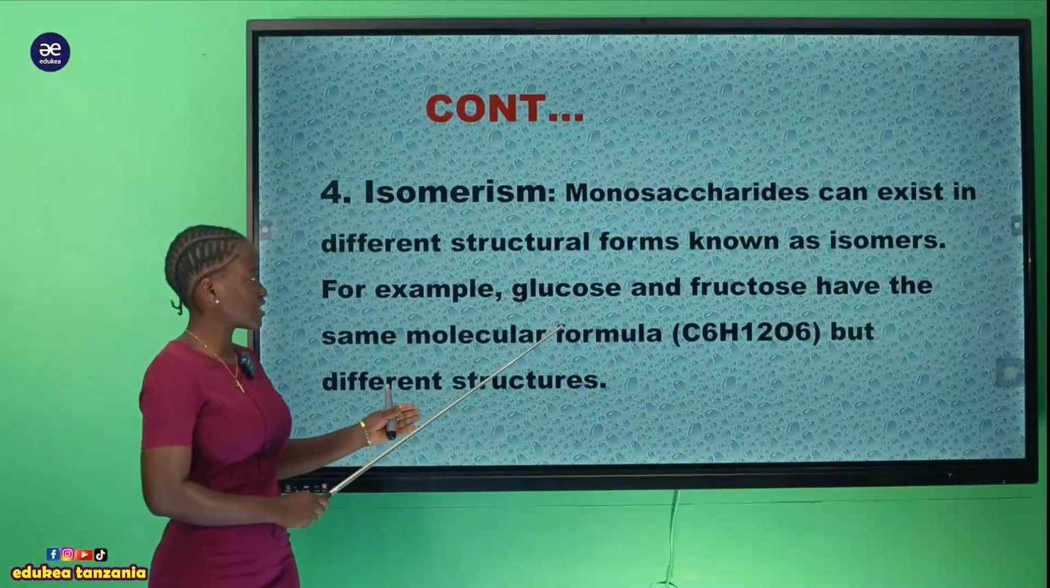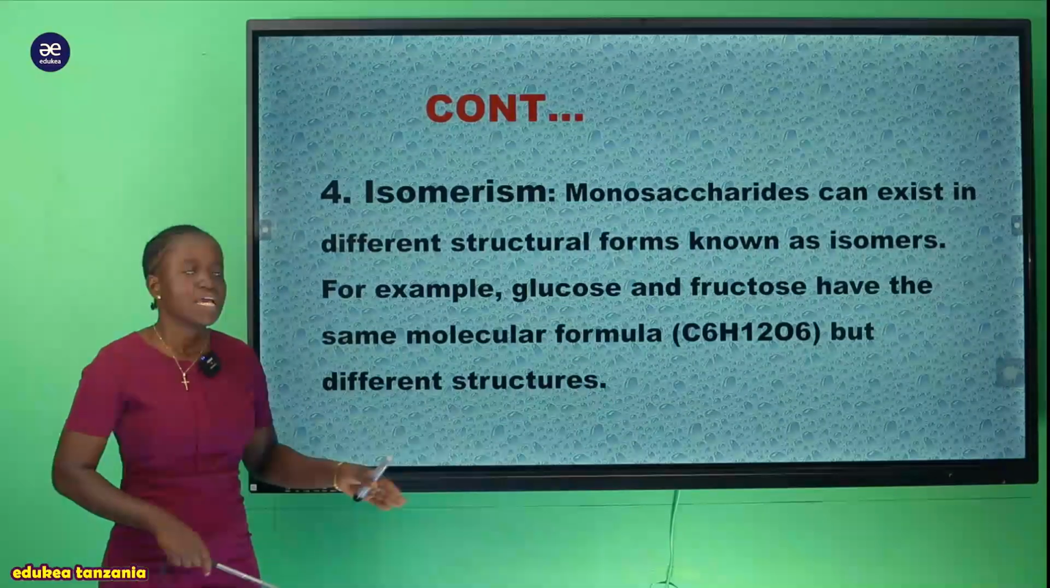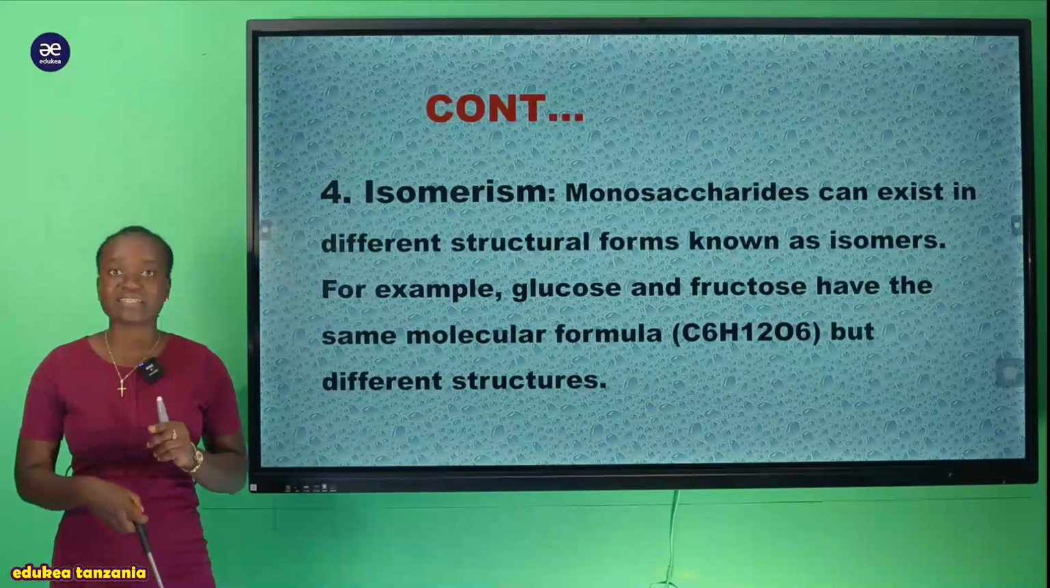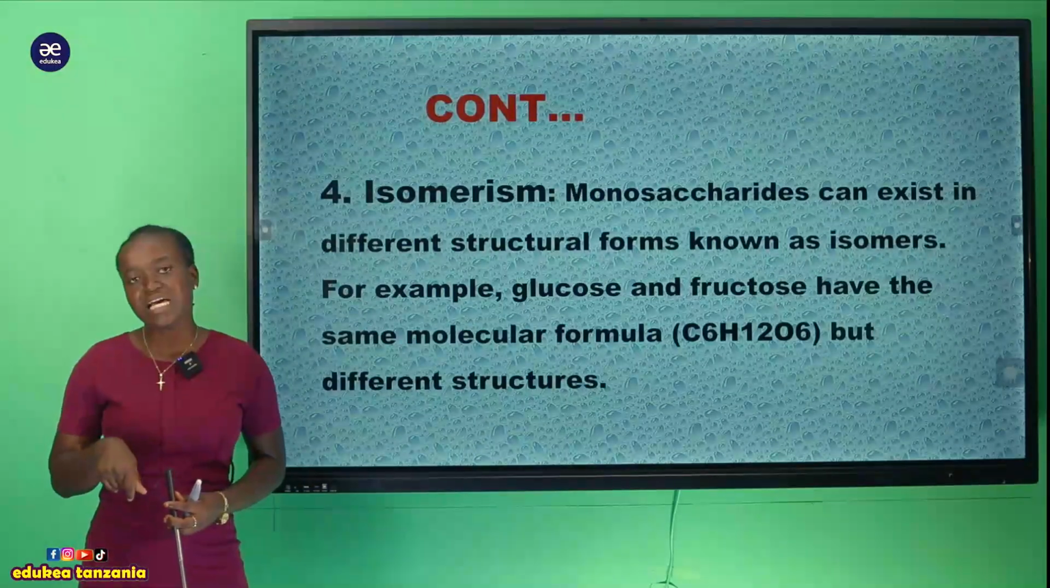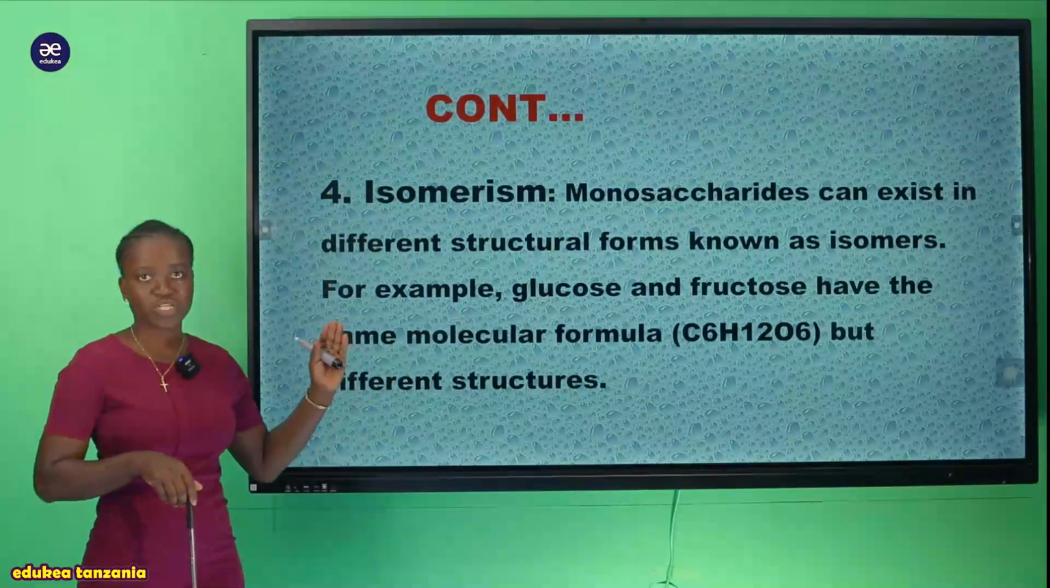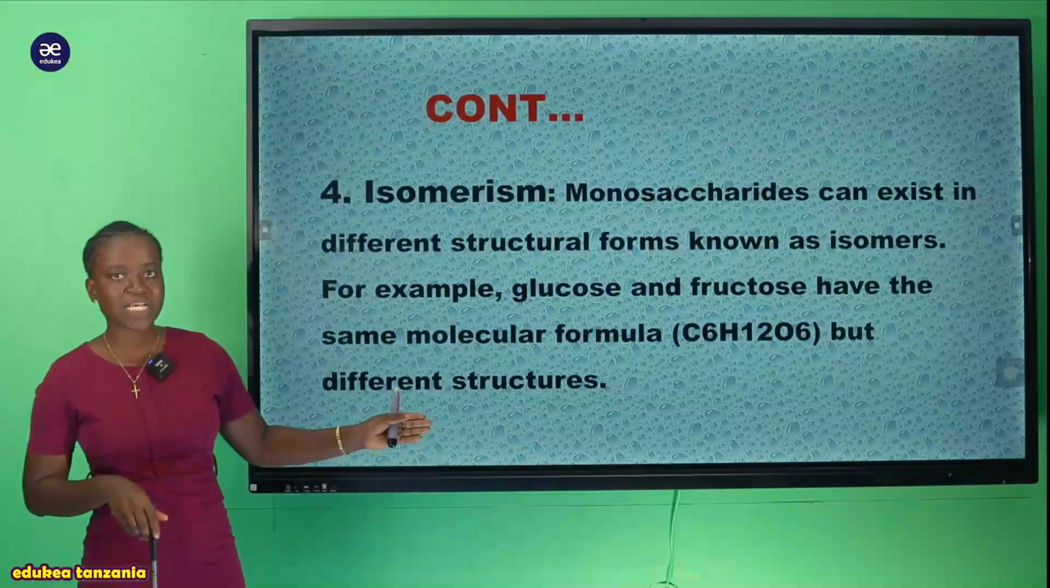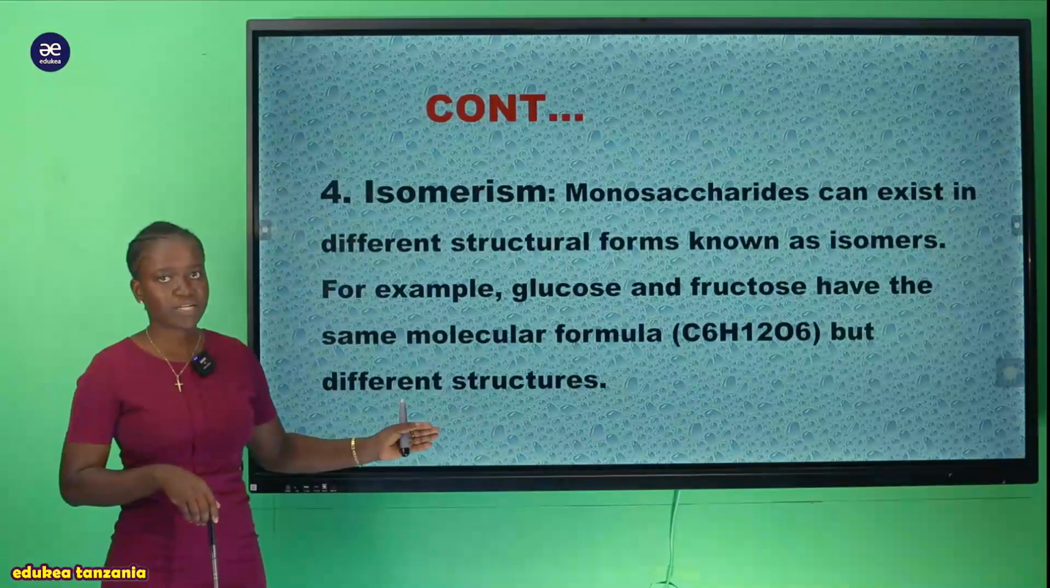For example, if you look at the structure of glucose and fructose, the molecular formula is the same, but when you look at the structure, they are quite different, and that brings about the property of monosaccharide, that is isomerism.